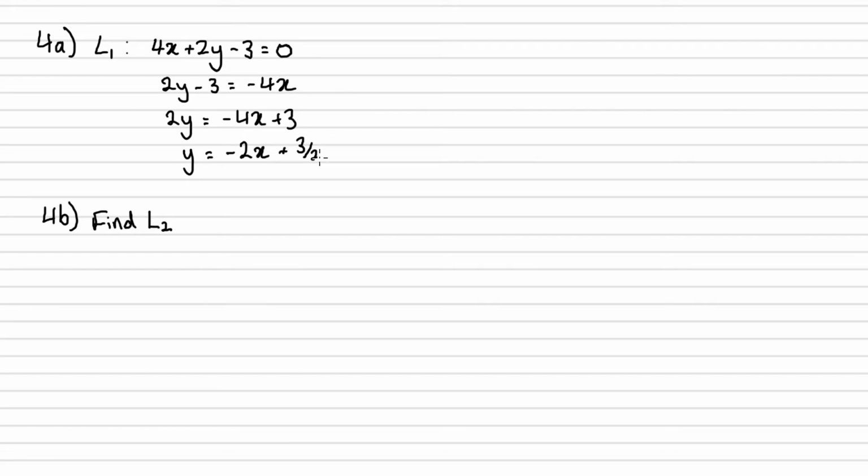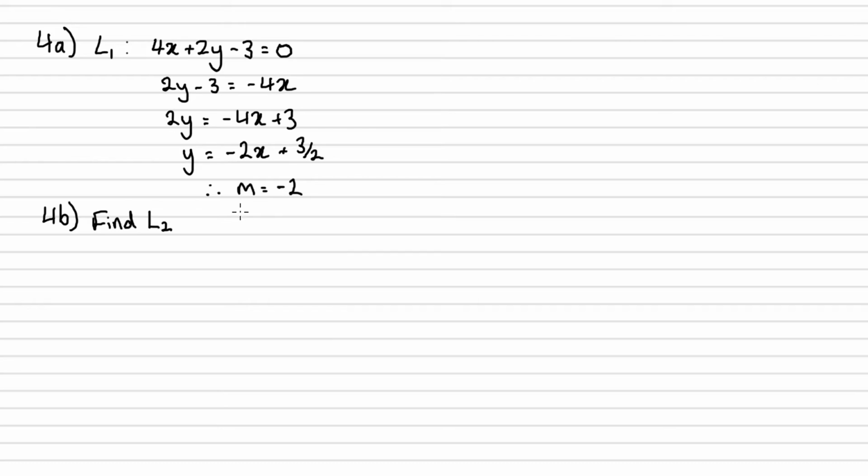add 3 over 2. And I'm just going to leave that 3 over 2 as a fraction rather than convert to a decimal. Okay, so now I know that the gradient is simply the coefficient of the x term. Okay, so I can therefore say m for gradient is minus 2. Okay, so the gradient of L1 is minus 2, and now we can move on to part B.